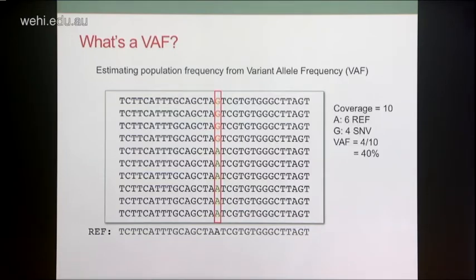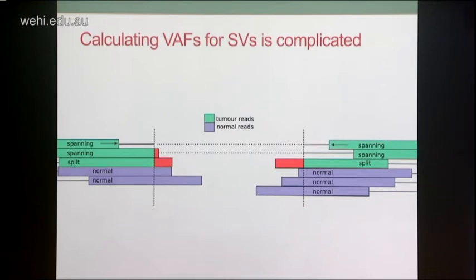Well, in order to calculate your variant allele frequency, you would take your variant bases, so 4, and then divide it by the total number of reads. So your VAF is 40%. So that's quite simple, and that's what makes SNVs very nice for doing this kind of analysis. However, structural variants present some more complications. So these are your breakpoint boundaries, and these are your whole genome sequencing reads that are aligning at this particular point. So let's say that there was a deletion at this point, so this has been cut out in the tumor genome.